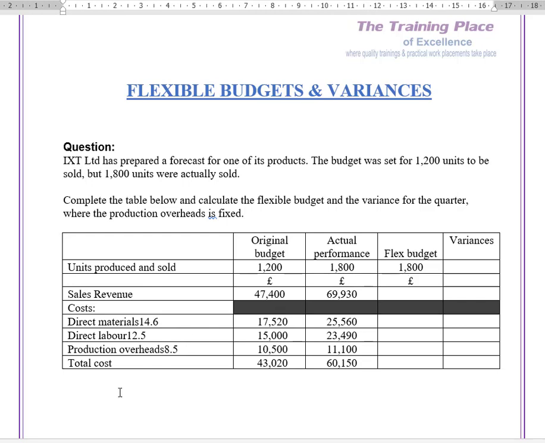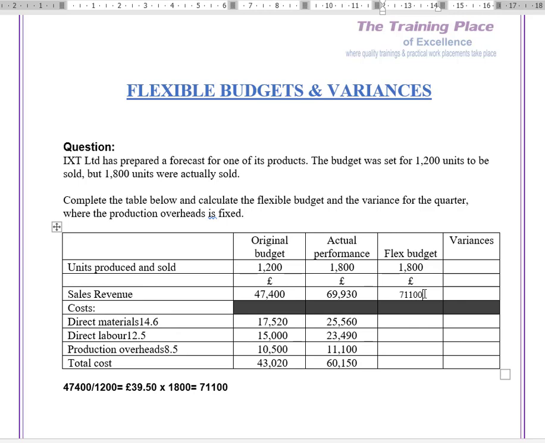In order to do that, you need to find the cost of one, which literally will be 47,400 divided by 1,200, which will give me my cost per unit, which we have as £39.50. You then multiply that by your actual activity level to give you the answer that needs to be in the flex budget sales revenue box. And that should lead me to that figure.